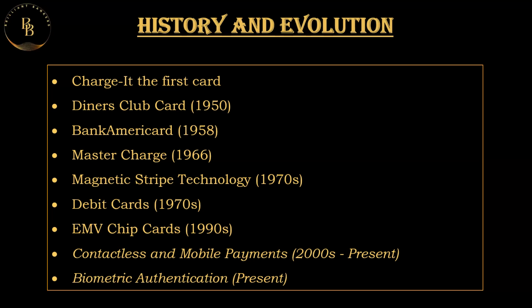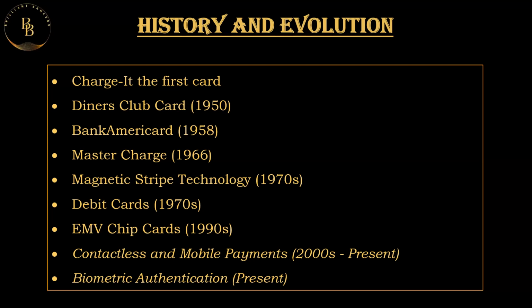The BankAmericard. What is it? It came in the year 1958. Bank of America launched this card. The name is there in the card itself, BankAmericard. It was launched by Bank of America in 1958, marking the beginning of the mass market for credit cards. This later evolved into the Visa card. So BankAmericard was later converted or evolved into the Visa card.